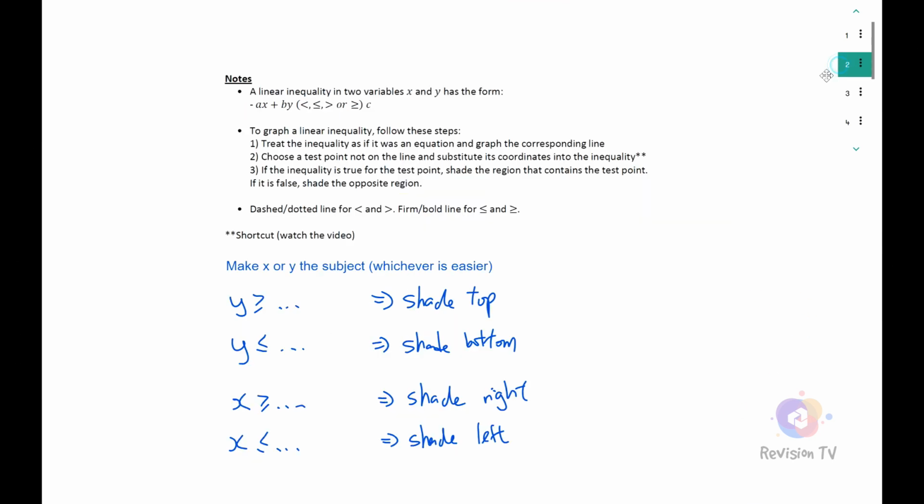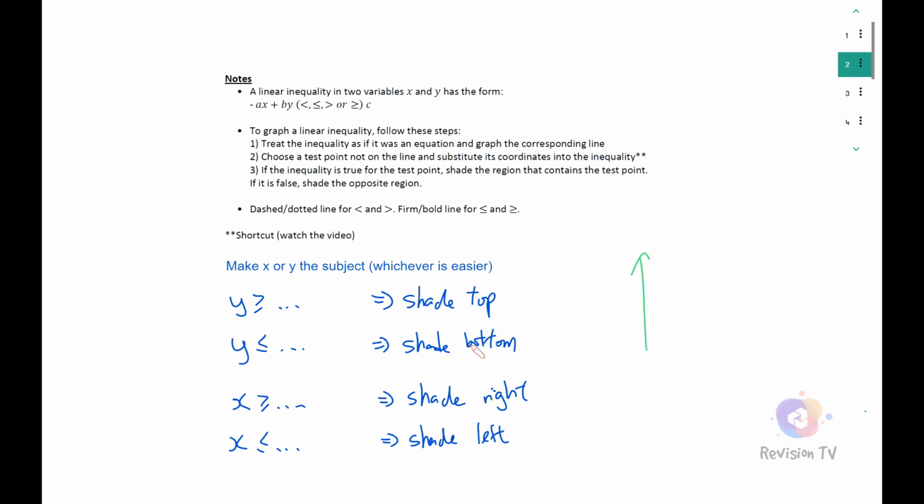So again, the shortcut is greater equals to with y. Make x or y a subject. If you can make y the subject, make y the subject. I think it'll be easier for you to remember. So if it's greater than, shade top. It's like a number line. So greater than, remember look at the axis pointing upwards, so if it's pointing upwards, greater than, shade top part.